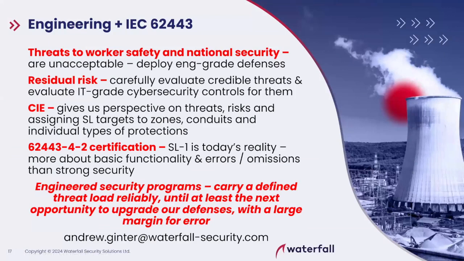In short, threats to worker safety and threats to national security are unacceptable. We need to deploy engineering grade defenses for those threats. Once the network engineering is in place, we need to evaluate what's left over in terms of residual risk and choose carefully from the 3-3 standard. It helps if we have a design basis threat directive that we can select against. CIE gives us perspective on threats and on consequences and on how to do security targets. And certification is about basic functionality today.